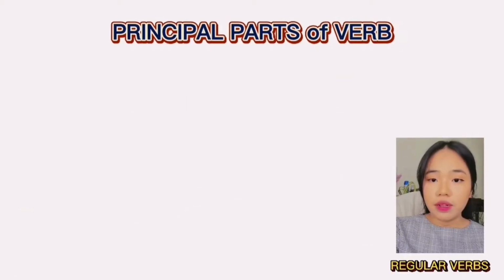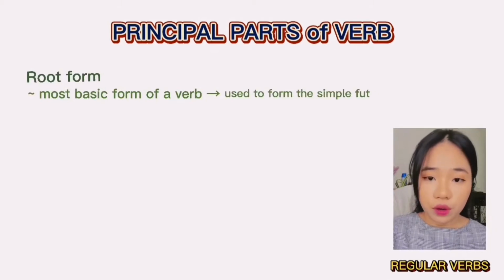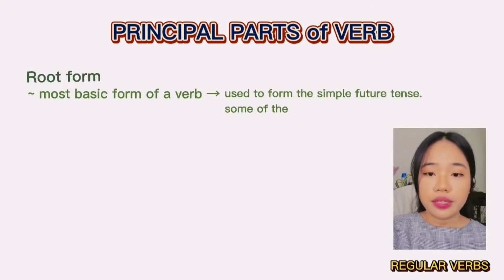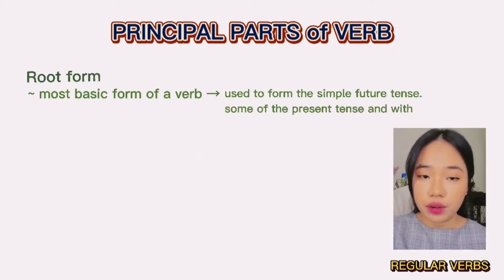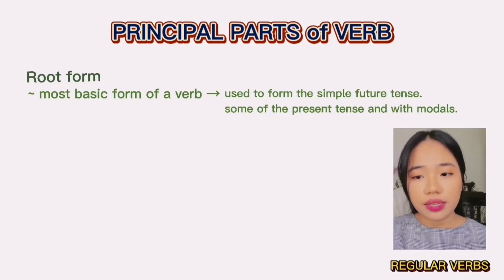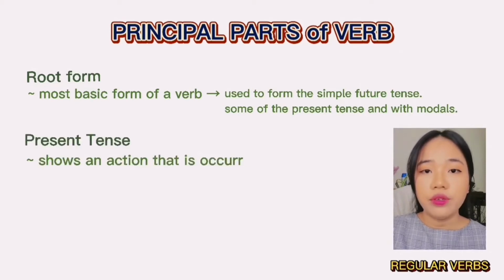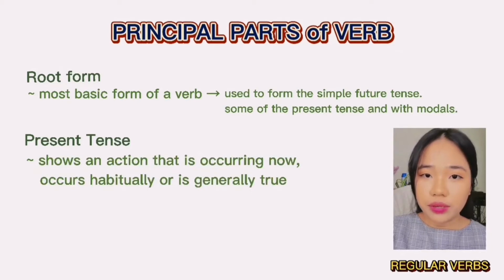Let's see the principal parts of verbs. Regular verbs start from the root form, and the root form is the most basic form of a verb. They are commonly used for the simple future tense, some of the present tense, and also used with modals. After the root form, we continue to the present tense.